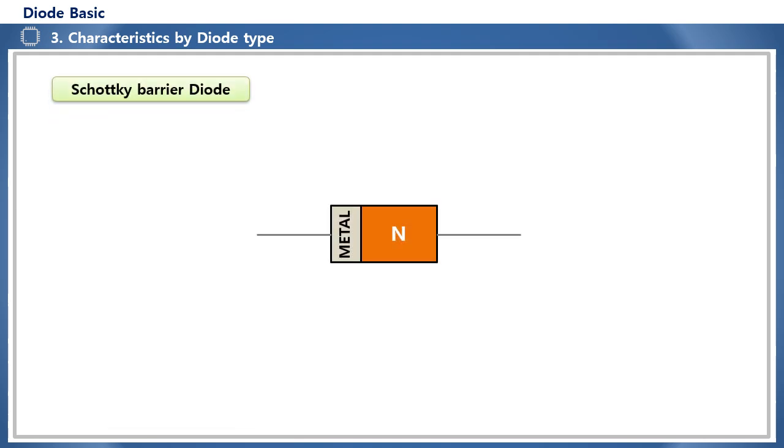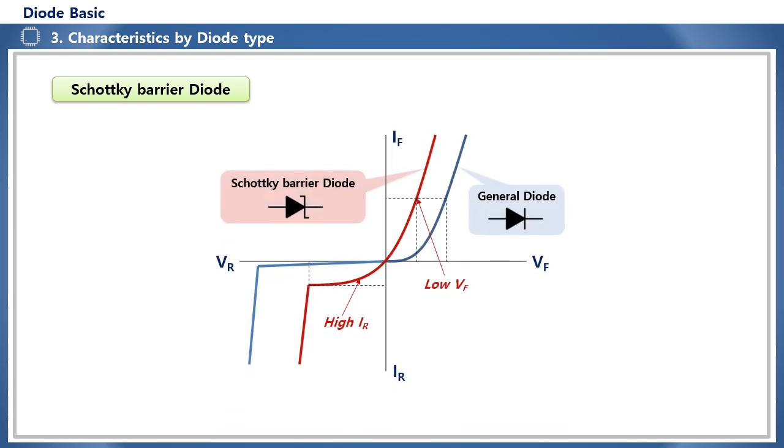While general diodes have diode characteristics due to the p-n junction structure, Schottky barrier diodes are diodes that utilize Schottky barrier characteristics that occur due to the junction between metal and semiconductor. Compared to general p-n junction diodes, it has the advantage of low forward voltage, VF, and fast switching characteristics. However, since the reverse current IR is large, a design that takes this into account is required.